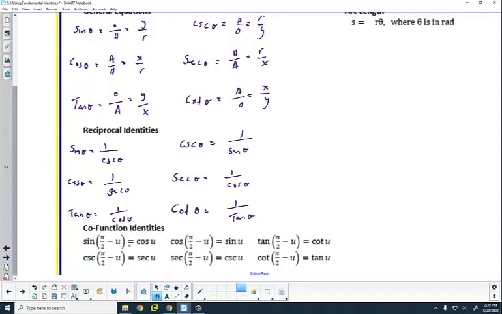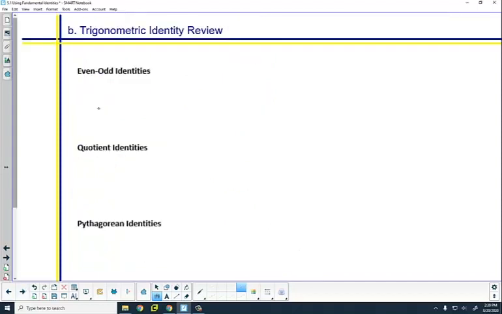You do not need to have those memorized for calculus, so you can have the cofunctions, just know how to use them. Even and odd identities. The sine of negative theta is equal to the opposite of sine of theta, because it is an odd function. Cosine is an even function, so it's just positive cosine. And tangent is an odd function, so it's the opposite.